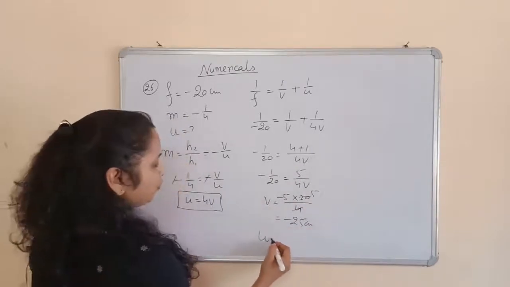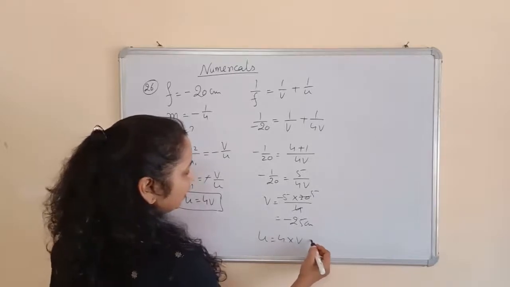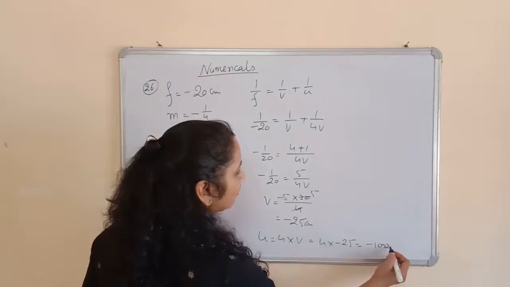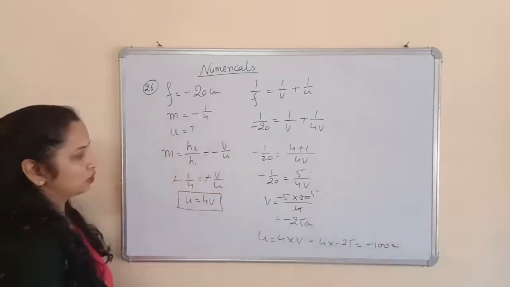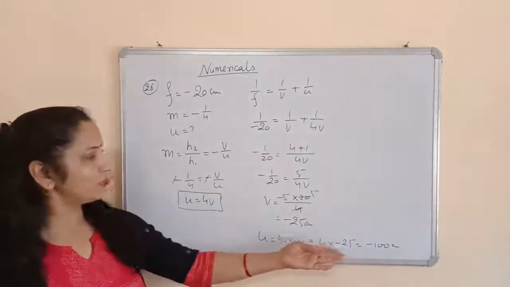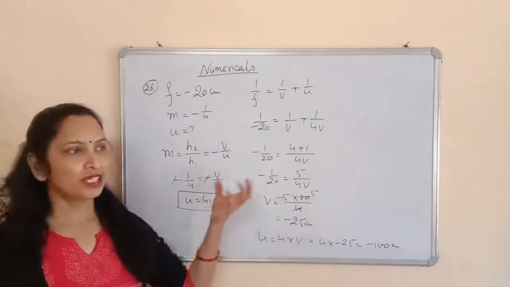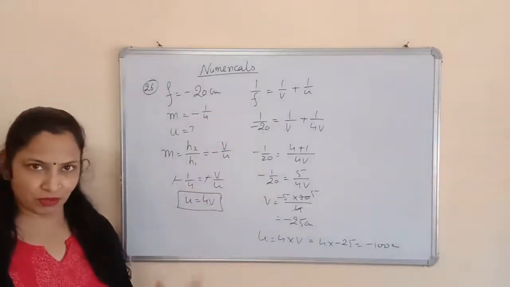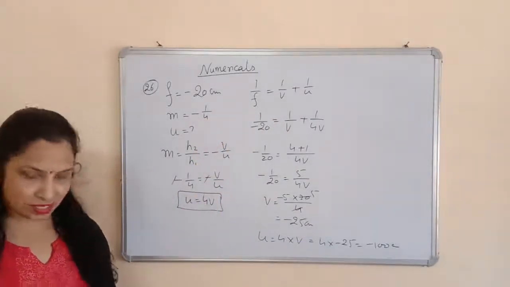And what about u? u is equal to 4 into v, so 4 into minus 25, which is minus 100 centimeter. So this is the distance of the object from the mirror, so that we can obtain a real image of size 1/4. So this was question number 26.